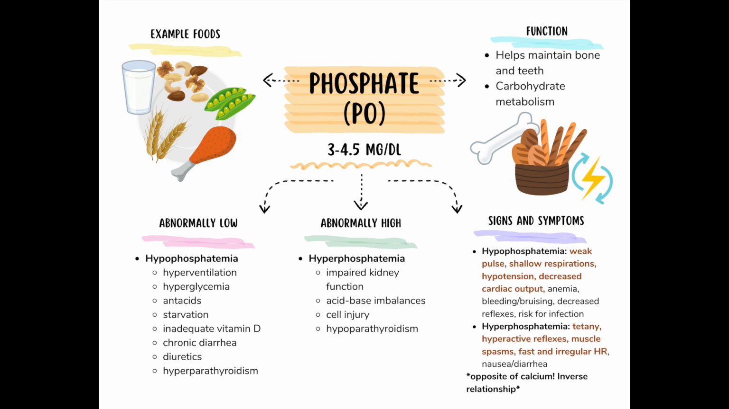So these are similar side effects of calcium because they do similar things. So that makes sense. And then also, it's opposite of calcium, an inverse relationship. We've discussed that. Foods that have high phosphate are meat, legumes, nuts, milk, and whole grains.